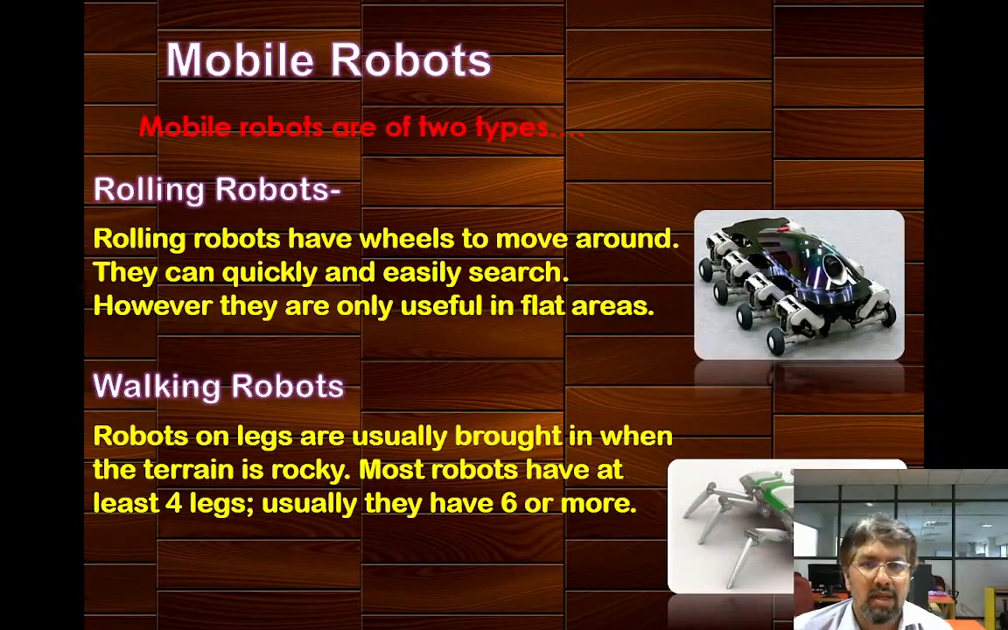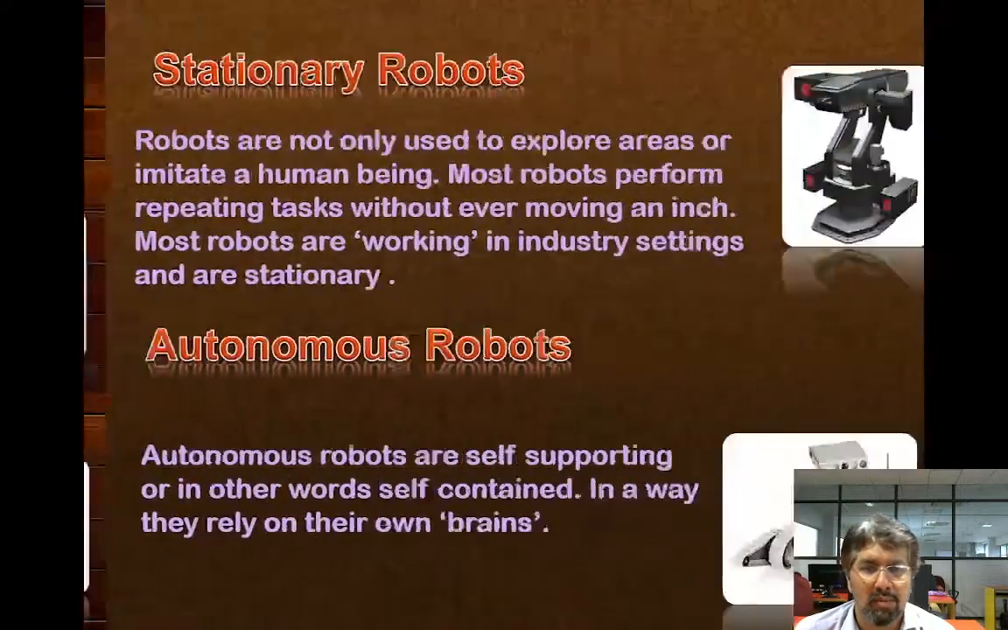Mobile robots are basically of 2 types. There are rolling robots and walking robots. So rolling robots have wheels to move around, and they can do this job quickly, and provide search and rescue operations. But they are useful only in flat areas. So walking robots are used when the terrain is rocky, and most of the robots have 4 legs. Majorly they have 6, but typically at least they have 4.